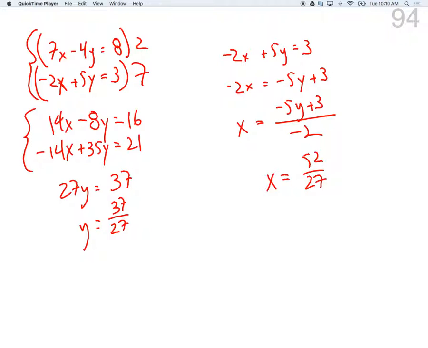With the use of the calculator, we should be afraid of no system of equations at all. And to prove my point, we're going to do the following.